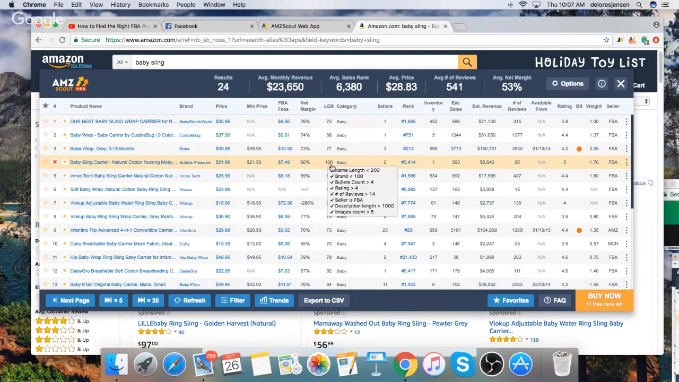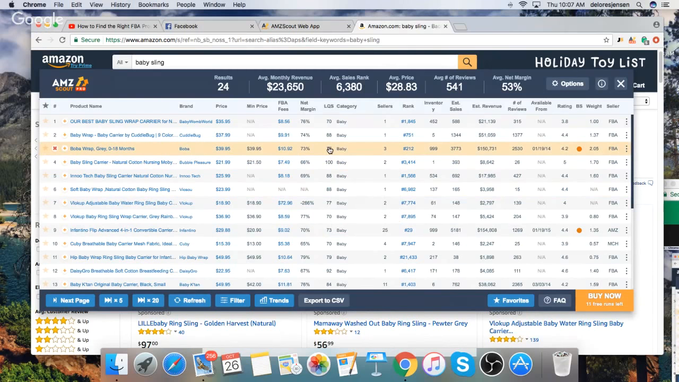Here, for example, when you have 77, let's look at product number 3. Again, the description length, I guess, is less than 1,000 symbols. So it means that the listing is not perfect.